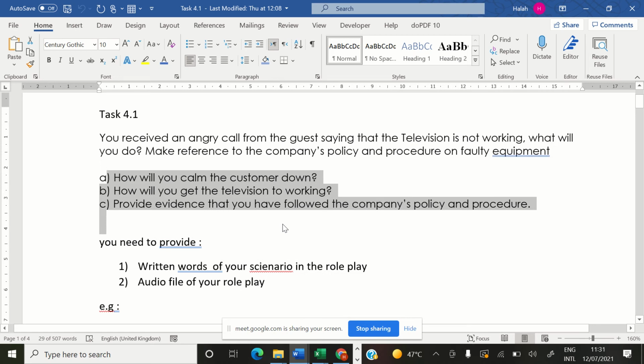You need to submit two things also. You need to submit the Word file for your role play, the scenario, the conversation between you and the customer, and also you need to submit an audio file.